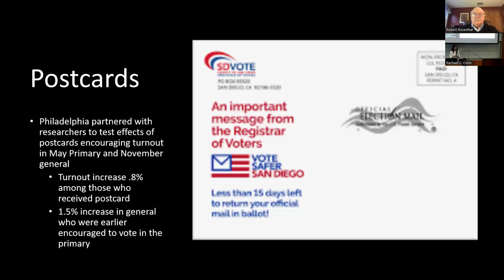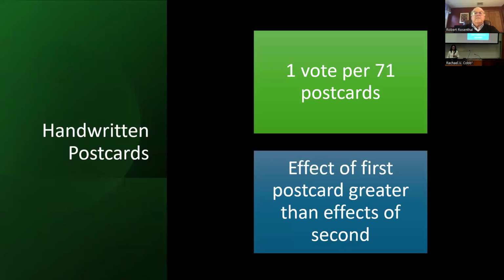Philadelphia partnered with some researchers to test the effects of postcards encouraging turnout in both the May primary and the November general. Turnout did increase by 0.8% among those who received a postcard. But what is interesting is that it was a 1.5% increase in the general among those who were encouraged to vote earlier in the primary. That speaks to the idea of, if I vote once, I'll vote again, and that it is habit forming. So early engagement gets us to later engagement.